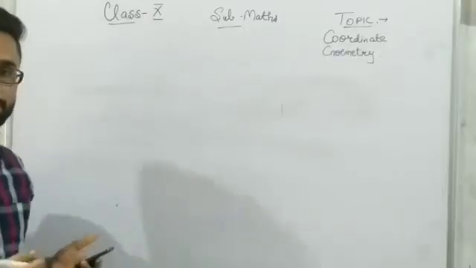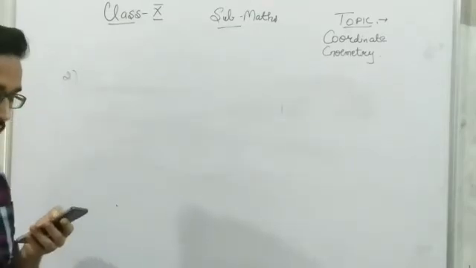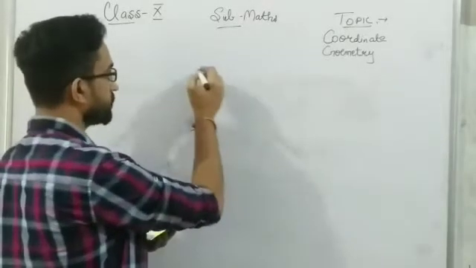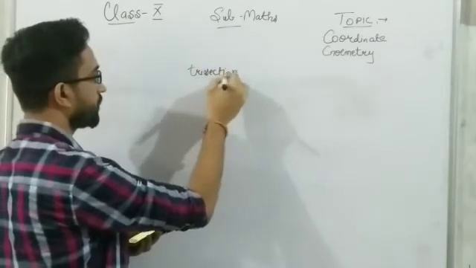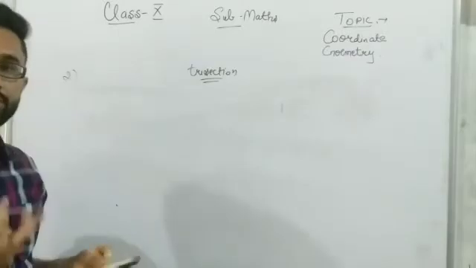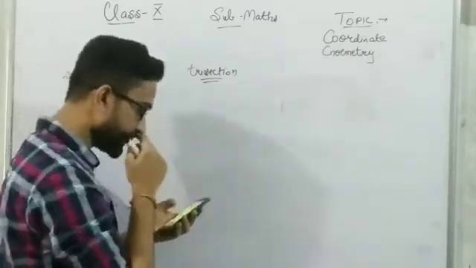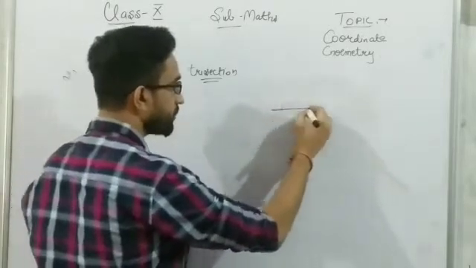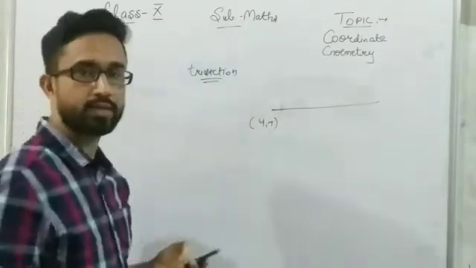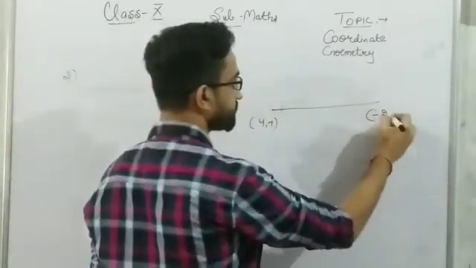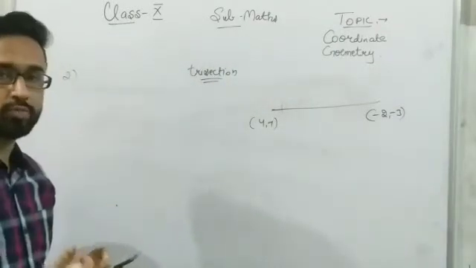So let's see our question number two. It says, find the coordinates of the points of trisection. Here trisection means dividing a line into three equal parts, right? Find the coordinates of the points of trisection of the line joining (4, -1) and (-2, -3). We have to find the coordinates of the points.